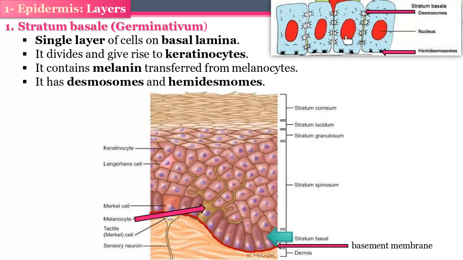This layer is also called stratum germinativum because the cells in this layer are constantly dividing and giving rise to the keratinocytes. They also contain the melanin which is produced by the melanocytes. Melanin is the skin pigmentation which we all have, and they have 2 types of attachment molecules, the desmosomes and hemidesmosomes. I hope this layer is clear. Let us see the next layer.